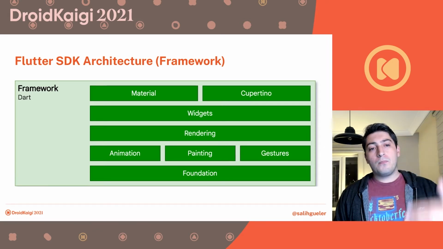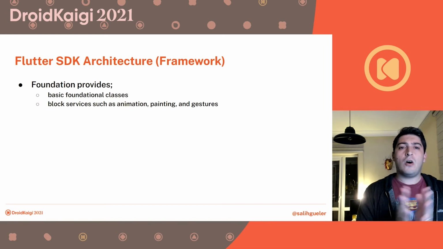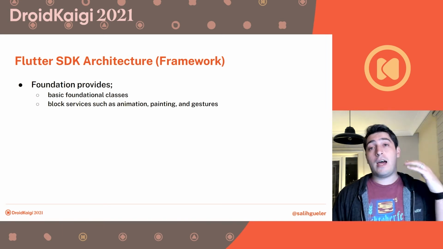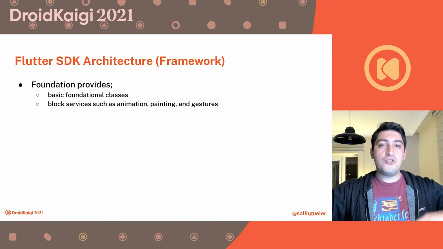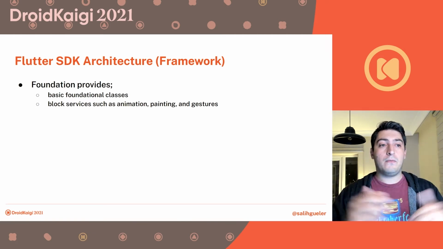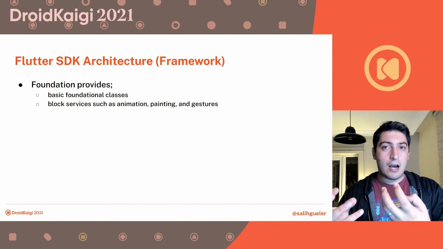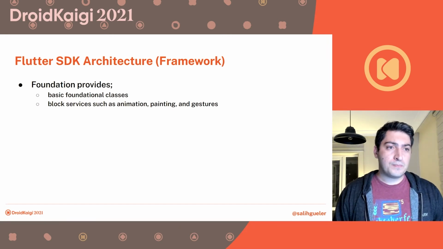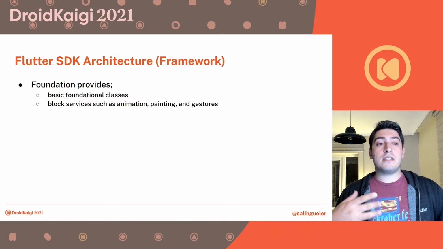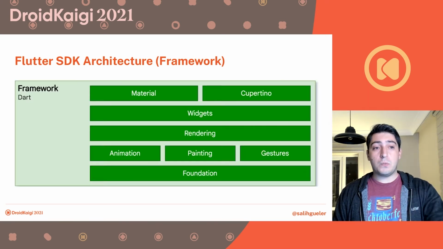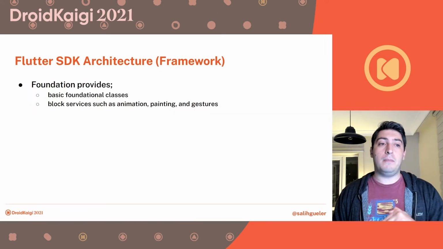So from bottom to the top, we have first the foundation part. Foundation offers commonly used abstractions over the underlying foundation. This means that all the foundation that we did for engine and embedder comes to the foundation part first. And it gives us the basic implementation of this, so we can get this out and use it inside our applications. Also, it has a block of services such as animation, painting, and gestures that we can see actually here on top of foundation. These are still low-level implementations.